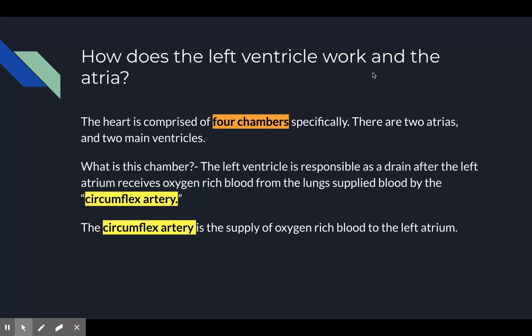How does the left ventricle work with the atria? The heart is comprised of four chambers specifically. There are two atria and two main ventricles. But what is this chamber, you may ask?